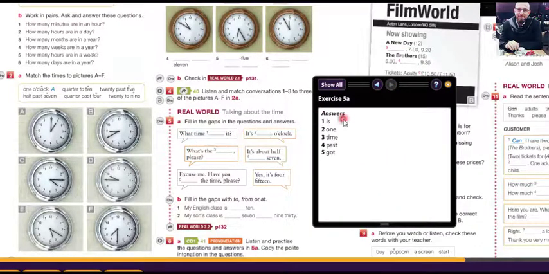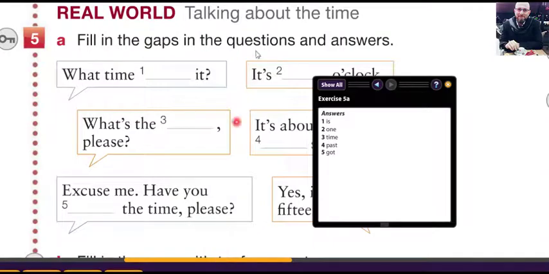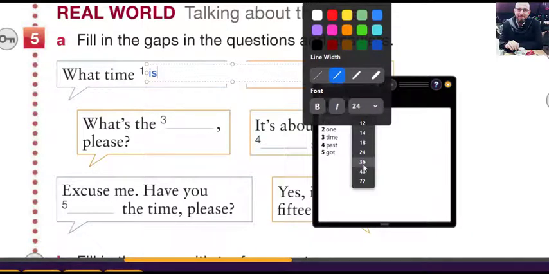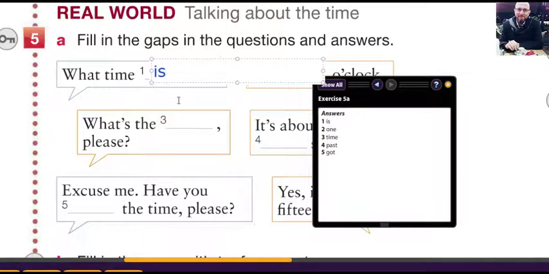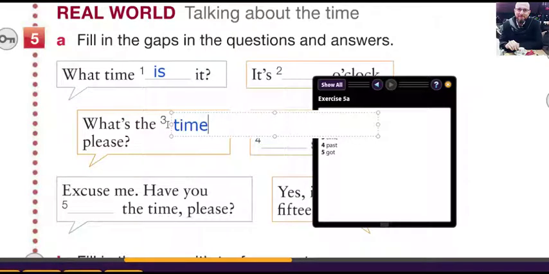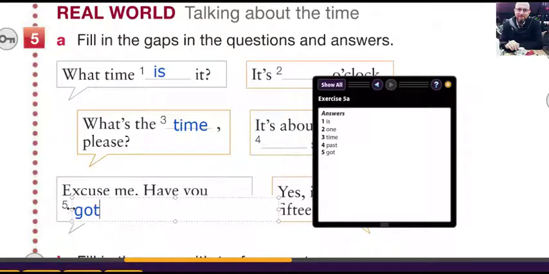Yes, what time is it? It's 1 o'clock. What's the time, please? It's about 7:30. Excuse me, have you got the time, please? Okay, so here we have three ways, three questions. When I ask a question, what time is it? This is the first question. What time is it? What's the time, please? And excuse me, have you got?